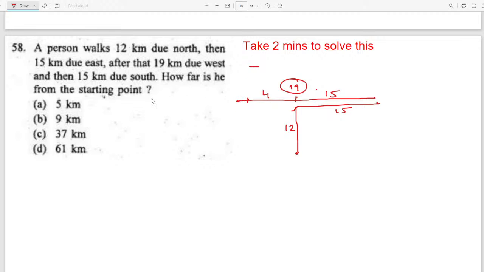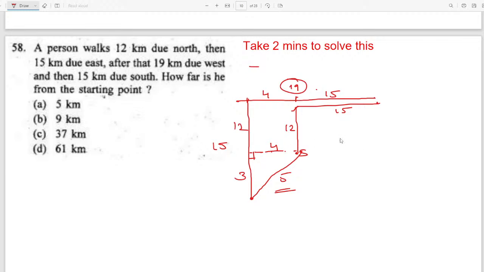And from there, he has taken 15 kilometers down south. So this is 15. And if you draw a horizontal line here, this will be 12. 12 plus 3 is 15. So this is 4. Now they are asking how far is he from the starting point. This is the starting point and this is the ending point. If you draw this line, this will be a right angle triangle. This is 3, this is 4, and this will be 5.